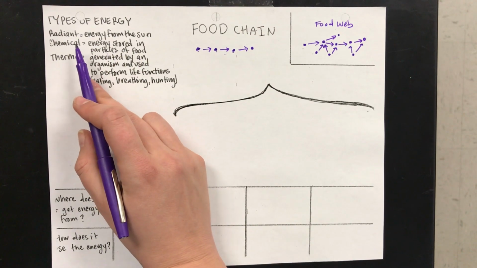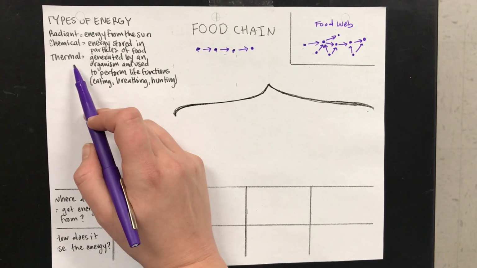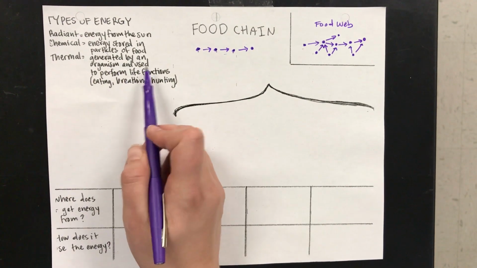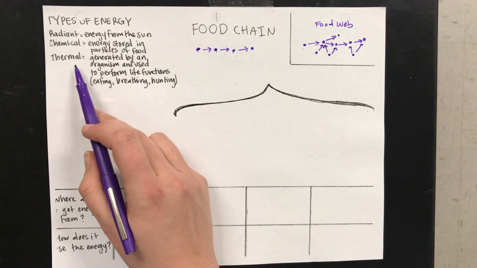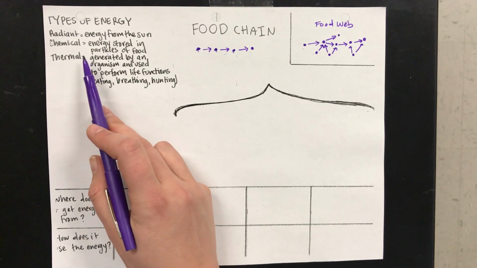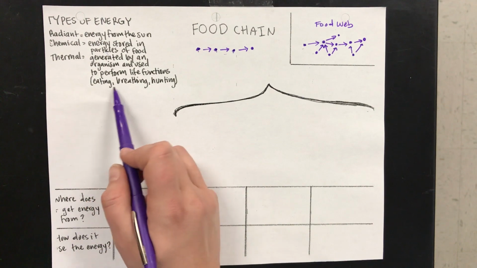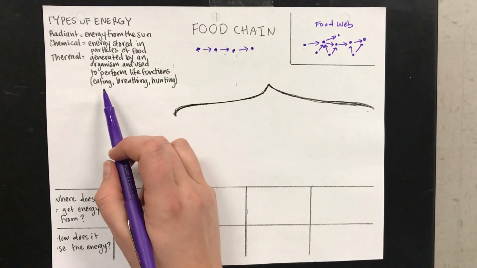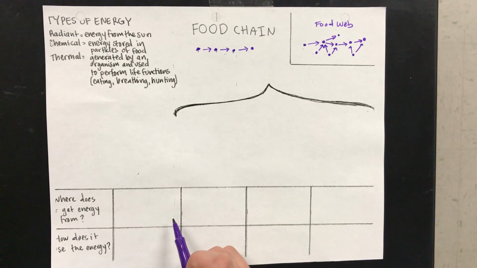Now, we as humans are going to take that chemical energy from the plants that we eat or other animals that we eat and convert it into thermal. Thermal energy is generated by an organism and used to perform life functions. So as we're living life, we're using that chemical energy and converting it to thermal. Think about your body heat. We're converting chemical to thermal as we're doing our stuff. We're eating, we're breathing, we're hunting. All of that, we're releasing that thermal energy. So now that we've recapped types of energy, we're going to move on down to some examples.